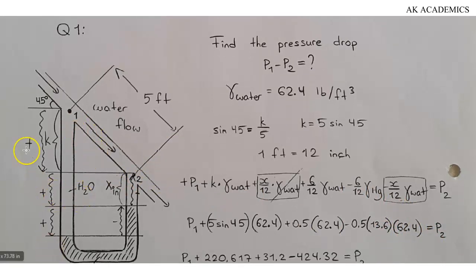As you can see, we have a manometer here, and we have point 1 in the pipe that has water flowing, and we have point 1 and point 2. The question says find the pressure drop between P1 and P2 right here. And you can see the direction of water flow is downward. The distance between point 1 and point 2 is 5 feet, as you can see. And the specific weight of water is given as 62.4 pounds per cubic feet.